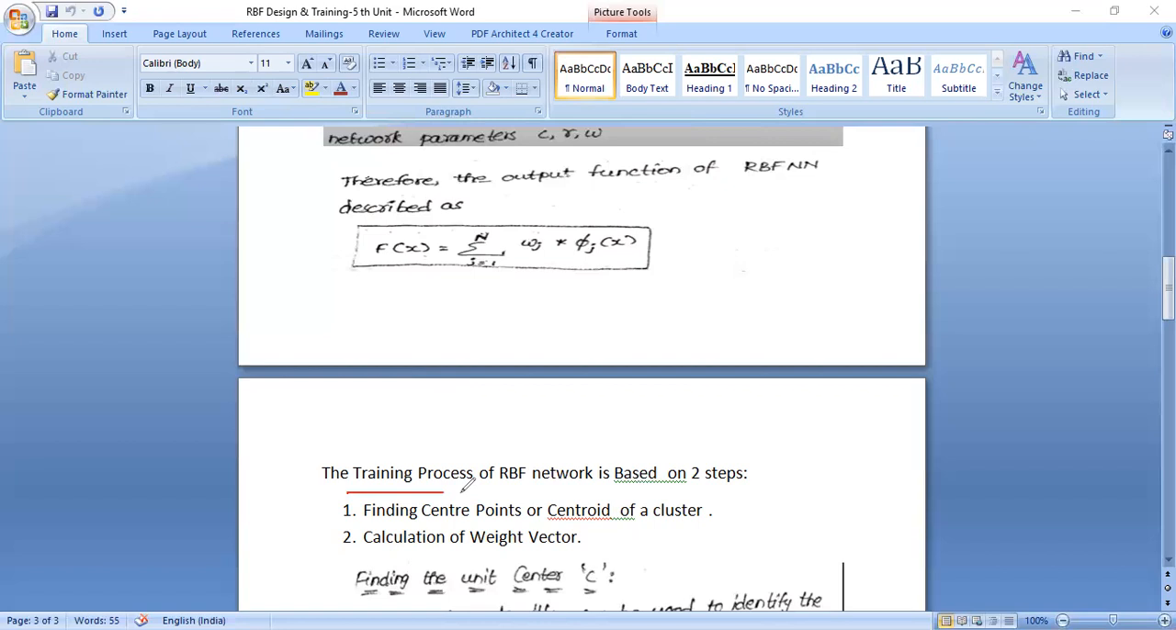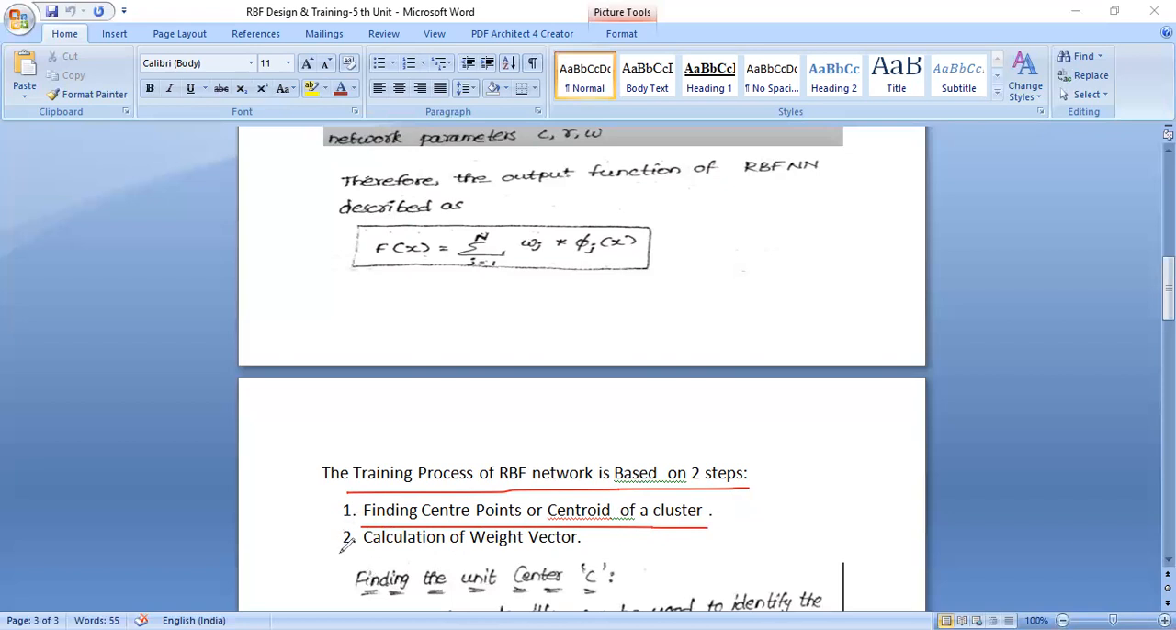And also, the training process of the RBF network is based on two steps. You can say that the training or the learning process of the RBF network is based on two steps. How it would learn or how it would train. First of all, at each and every hidden neuron, we should find out the center point or centroid.